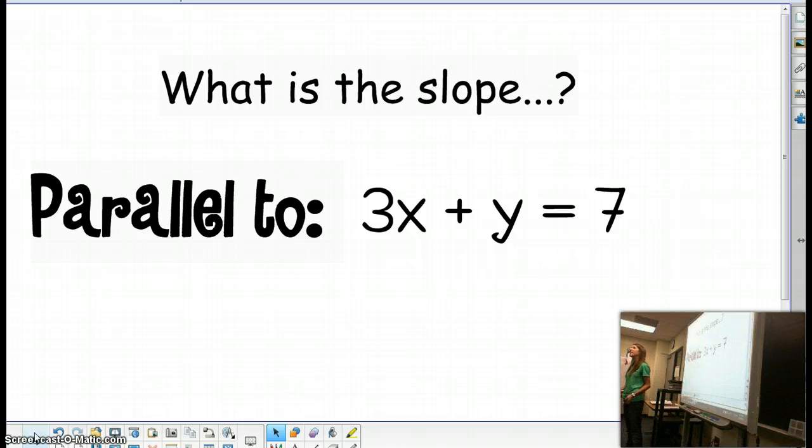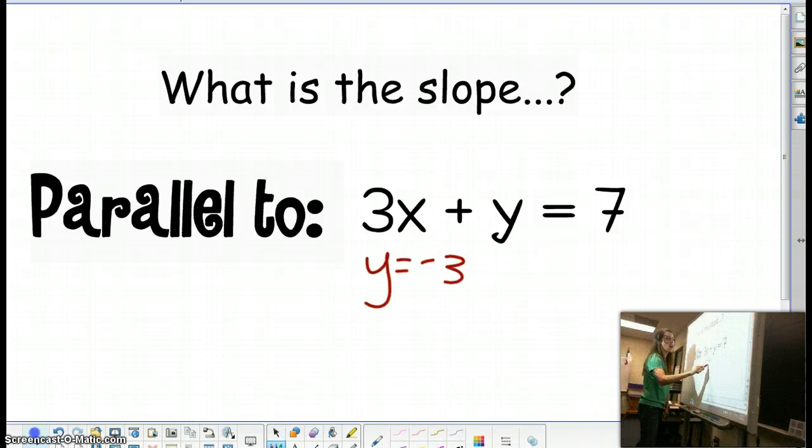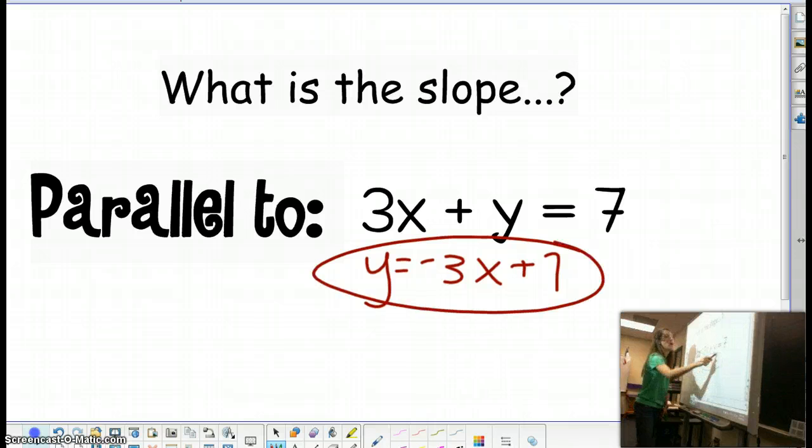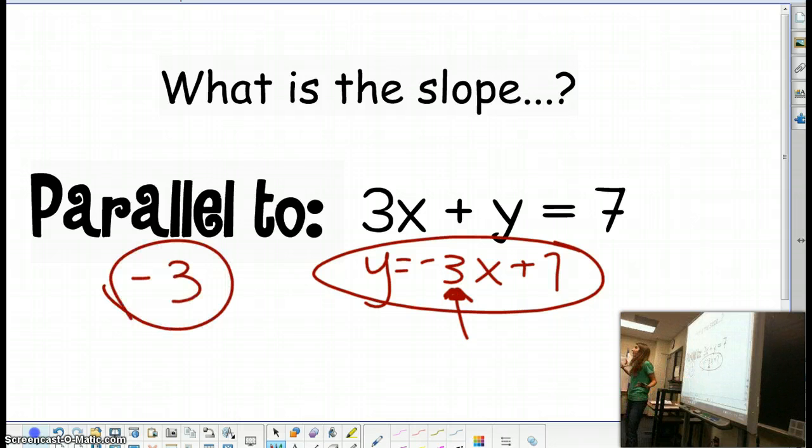Why are you all attaching the letter X to the slope? The slope is what sits in front of the X. What sits in front of the X? Negative 3. You cannot read the slope until it's in slope-intercept form. You can't read that slope until y is by itself. So step 1, you get y by itself. Step 2, you investigate, what number is sitting in front of x? Oh, it's negative 3. Parallel lines have the same slope. So if I want to be parallel to a line with a slope of negative 3, then my slope is negative 3.